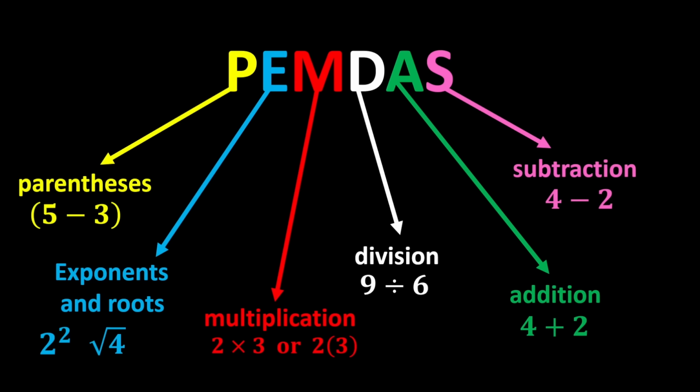According to PEMDAS, we first calculate the parentheses, then we calculate the exponents, after the exponents we perform the multiplications and divisions, and finally we do the additions and subtractions. Multiplication and division have equal priority, so whenever both appear in an expression, move from left to right and perform whichever you reach first. This rule also applies to addition and subtraction. To better understand PEMDAS, let's solve a few examples.